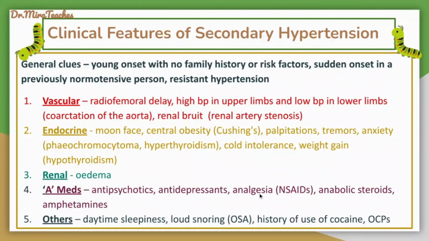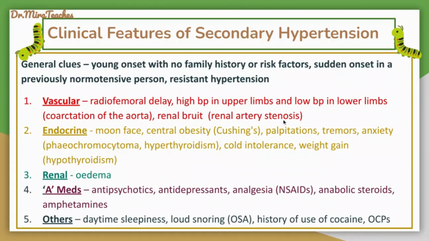For analgesia, is the person taking NSAIDs, specifically NSAIDs? Does the person use anabolic steroids? Is the person on amphetamines? You need to find these out in your history. Let your drug history be very rich, to rule out the causes of secondary hypertension.